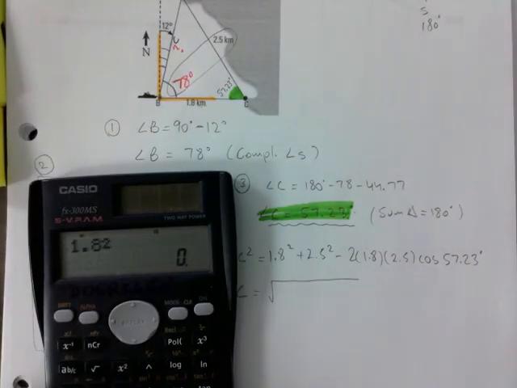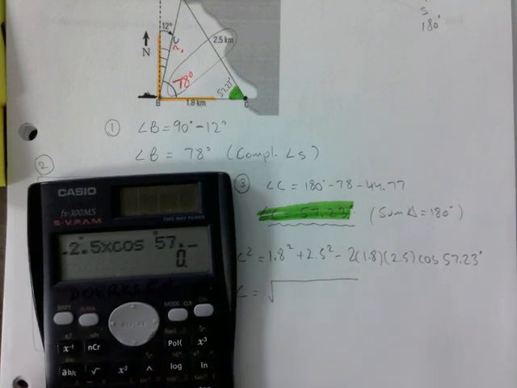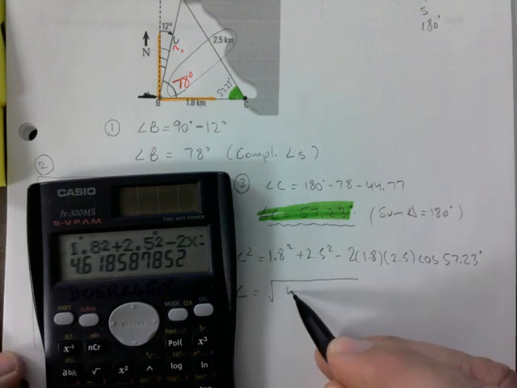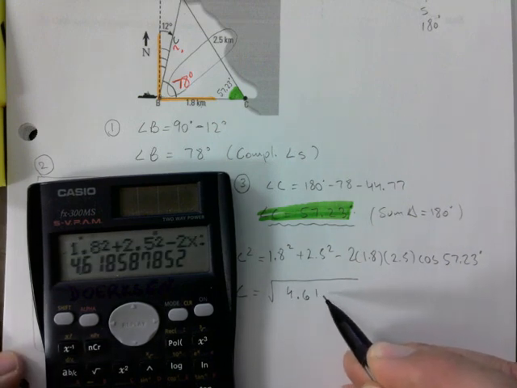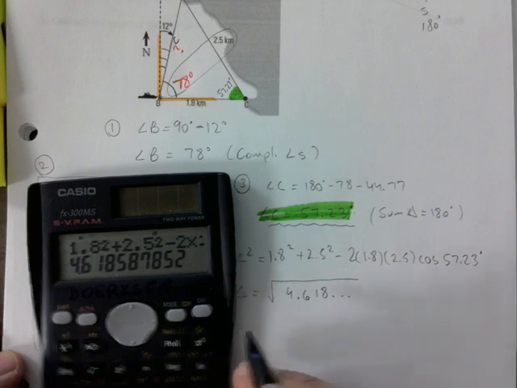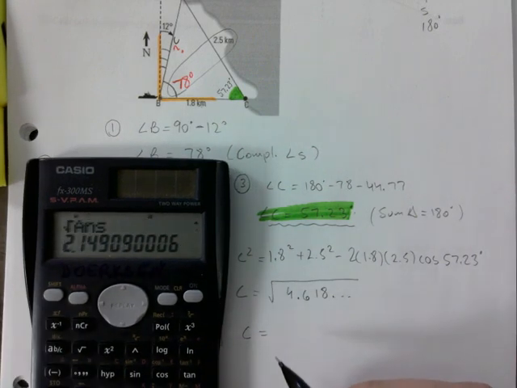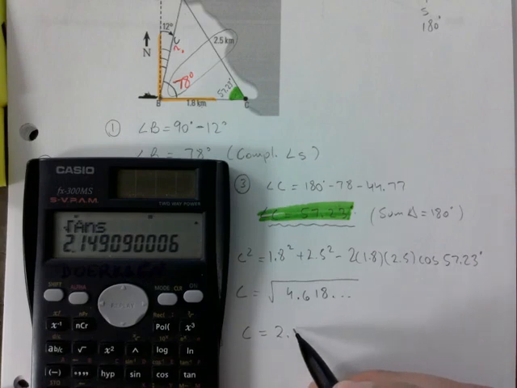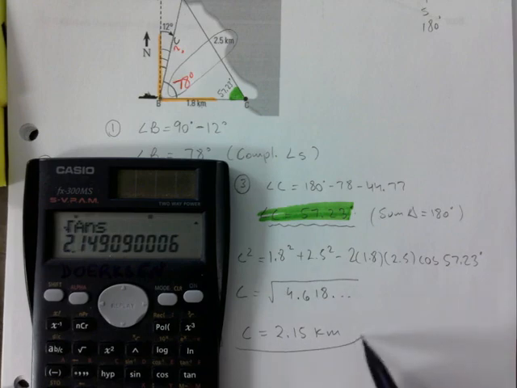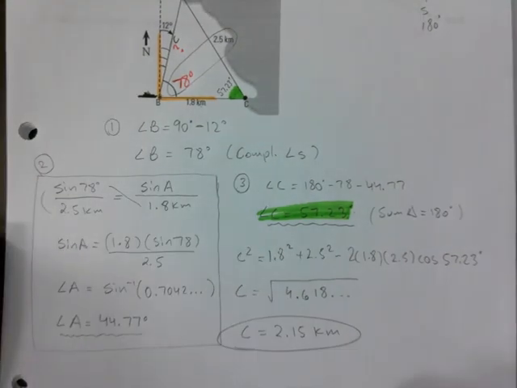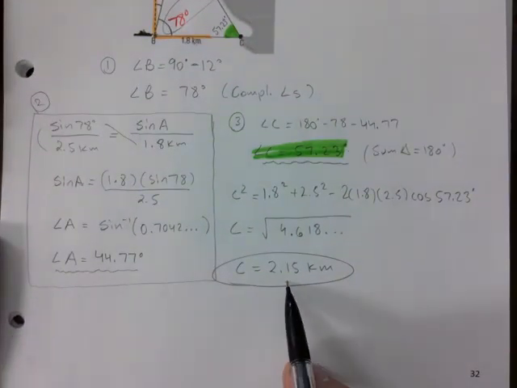1.8 squared plus 2.5 squared minus 2 times 1.8 times 2.5 times cosine of 57.23. That's 4.618 dot dot dot. And what must happen next is you need to root it. 2.15, which is exactly what I got using sine law. That is your final answer. That is what the question was ultimately after.